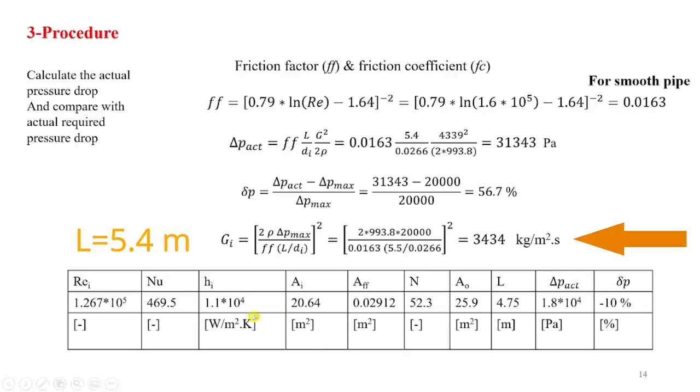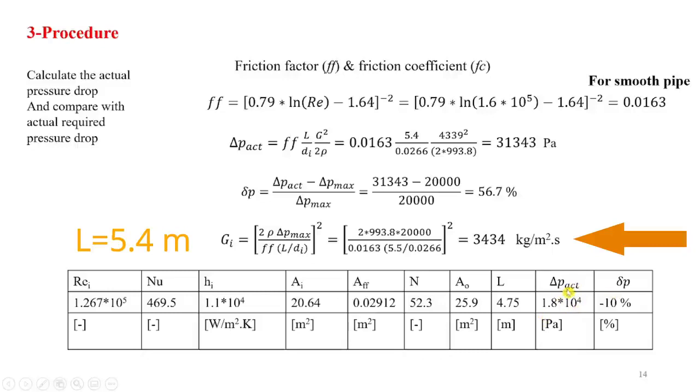We did that using MATLAB, and this is the second iteration for finding the size of the heat exchanger. So this is the Reynolds number, Nusselt number, heat transfer coefficient, heat transfer area, free flow area, number of tubes. Notice that we found around 42 in the first case. Now it's going to 52. The length of the heat exchanger also changed. Delta P actual has also changed, 1.8 times 10 to the power 4.